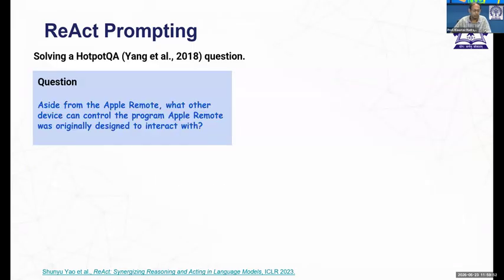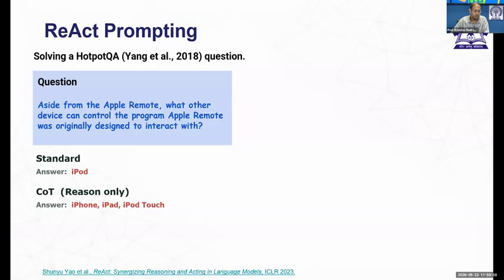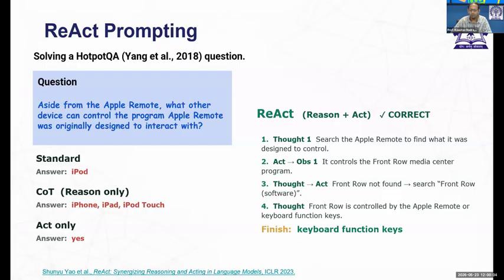Now this is ReAct prompting. It's solving a HotpotQA question. So this is the same question. If you ask the standard prompt, it will answer iPod. With chain of thought, you will get iPhone, iPad, iPod Touch. With act only, you are getting yes. And if you use ReAct, you will go through this thought, act, and observations, and you will get this final response.